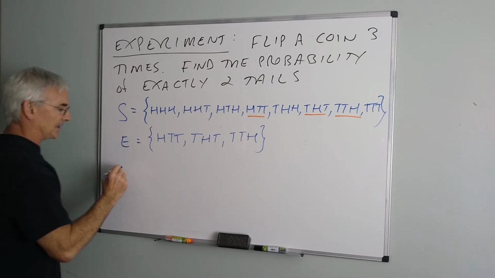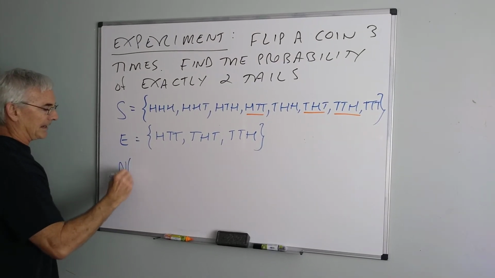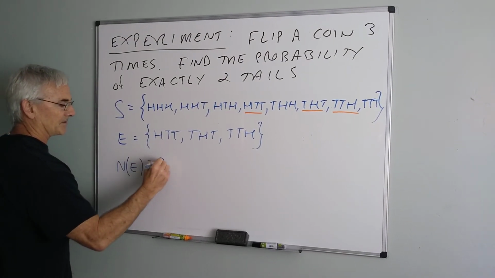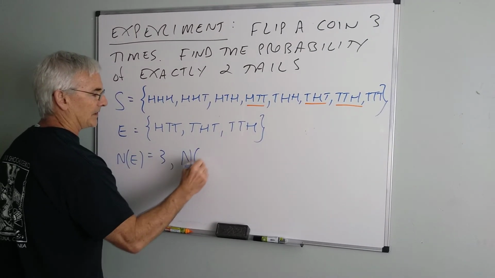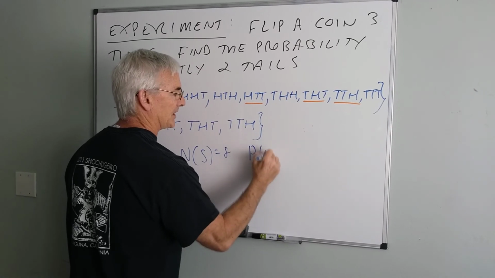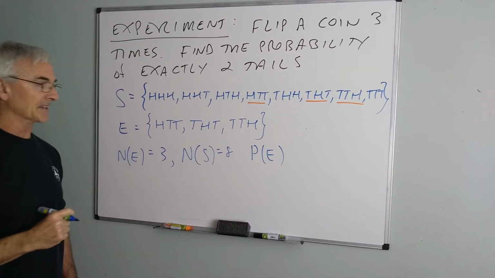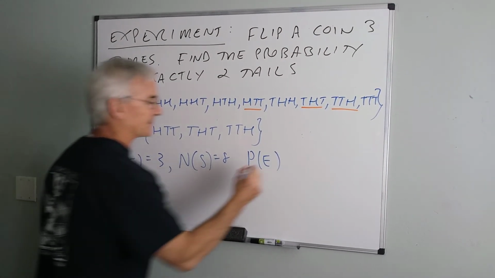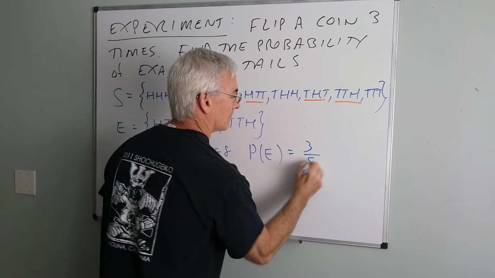So now we can easily see that the number in E is 3, the number in S is 8, so the probability of my particular event occurring, the probability of getting exactly 2 tails on 3 coin flips would be simply 3 over 8.